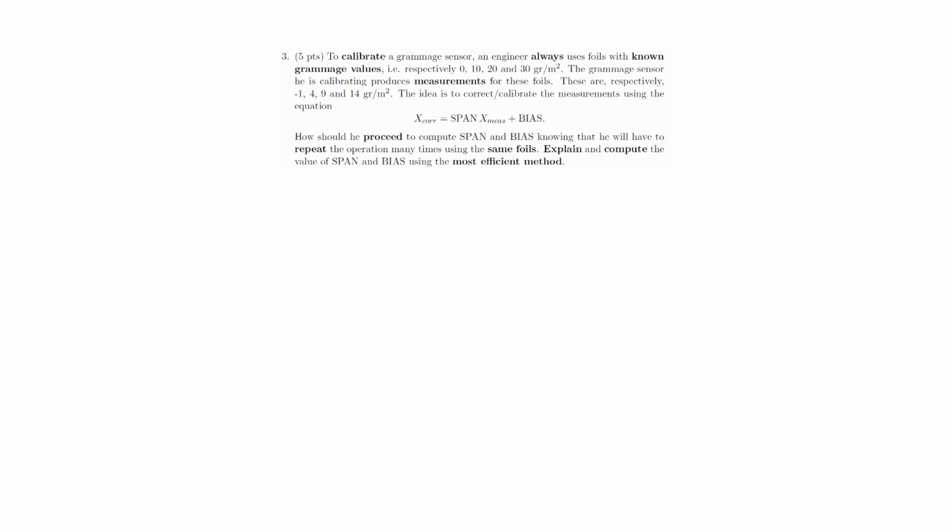The idea is to calibrate the sensor using a span and a bias using the equation that you see on the screen. So how should he proceed? Knowing that he has to perform this operation many times using the same foils, explain and compute the span and bias for this particular example using the most efficient method. As usual, push the pause button and try to do this exercise by yourself.